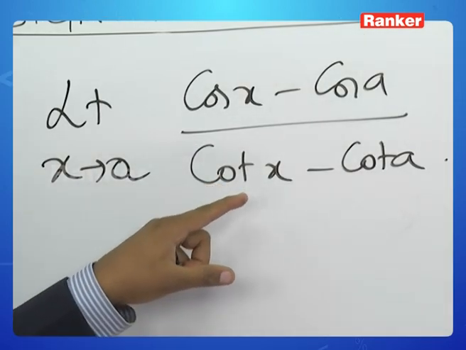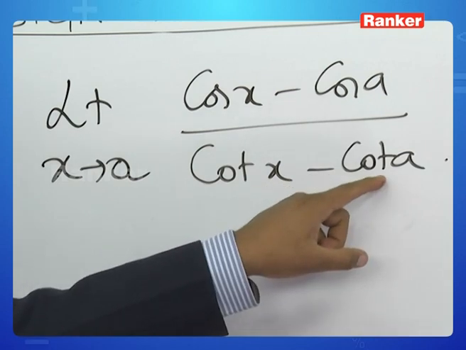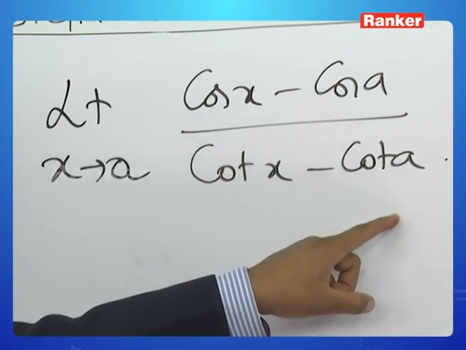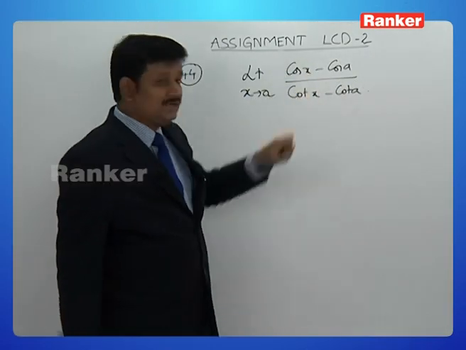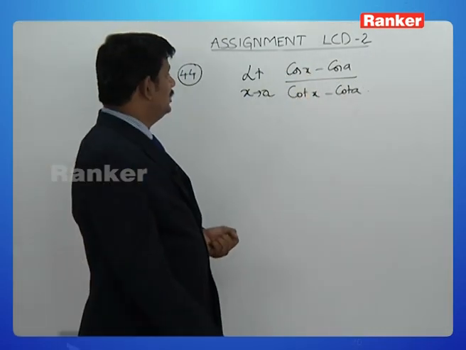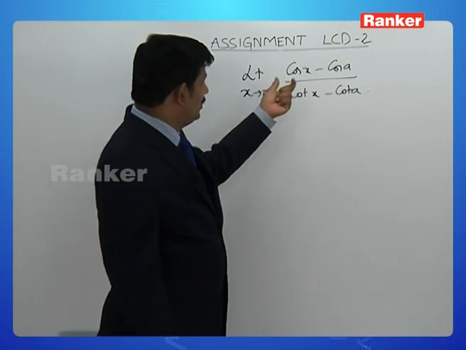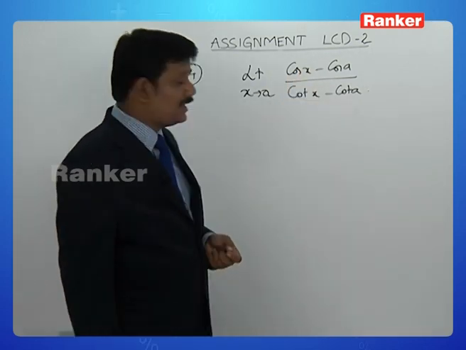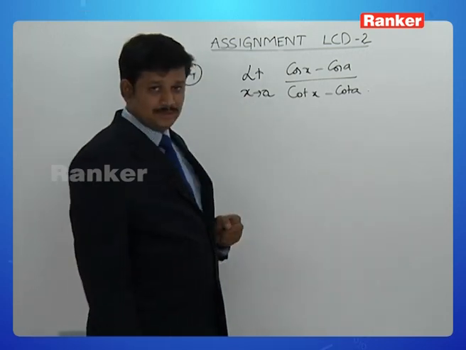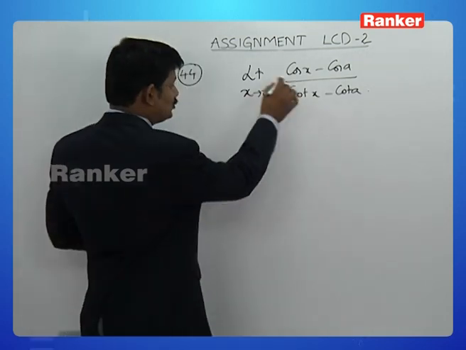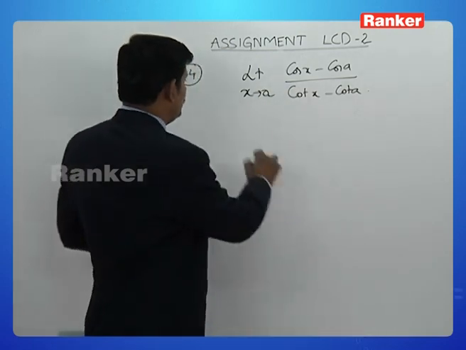cot x can be written as cos x/sin x, cot a can be written as cos a/sin a. Take LCM. In the numerator, apply transformations. You can see a factor of sin((x - a)/2) getting cancelled, and then you have the answer for this question. So, for this session, let us do it by L'Hospital rule.